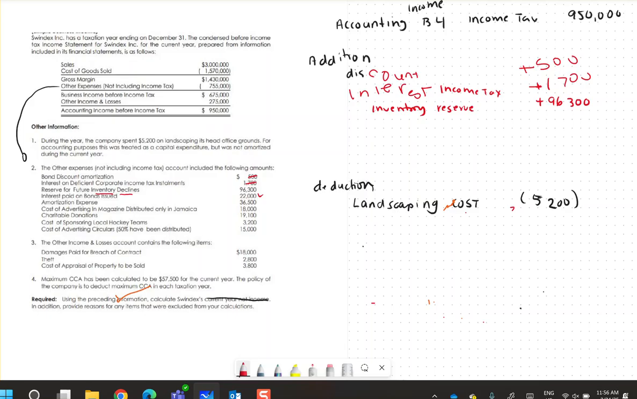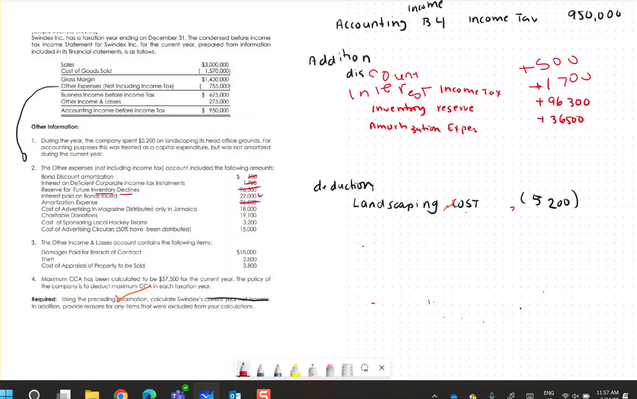Amortization expense is not allowed because we're allowed a CCA. So we're going to add back your amortization expense. In this case, my amortization expense is $36,500. I'm going to add it, but I'm allowed a CCA, so that will be my deduction. So amortization expense, we have dealt with that.